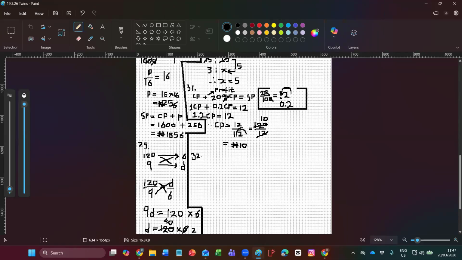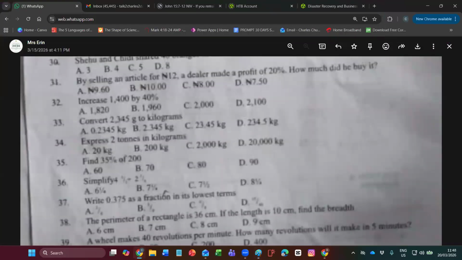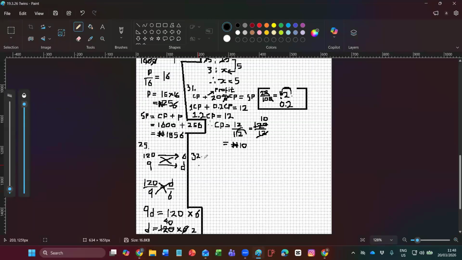So can I go to number 32 now? Yes, sir. Okay, good. Number 32 says increase 1,400 by 40%. I'm sure you people can do this. Very easy. In your mind you should already know what you are going to do. Anytime you say increase means what? Addition, isn't it? Yes.